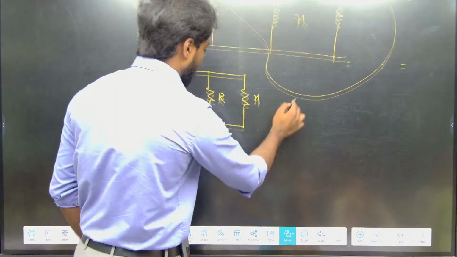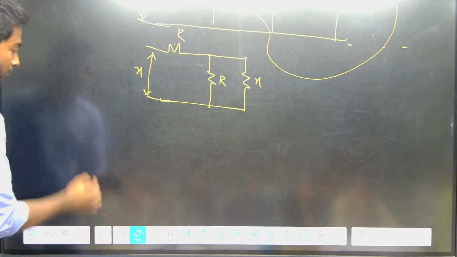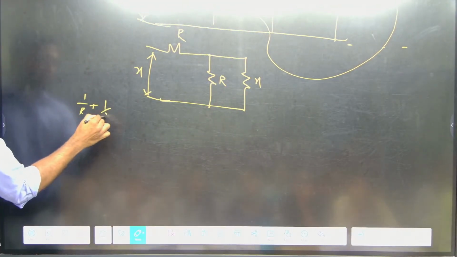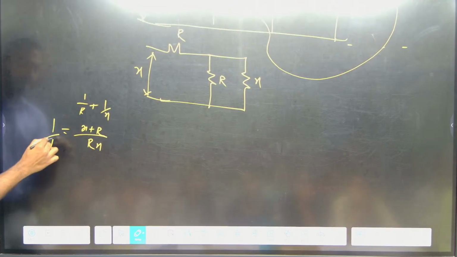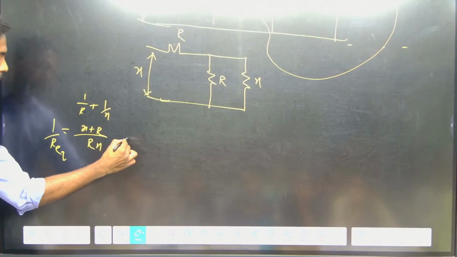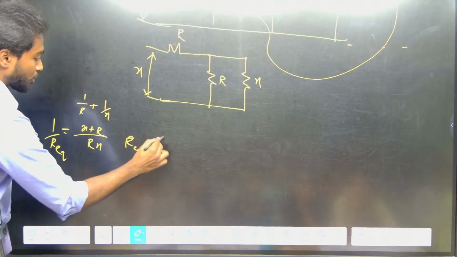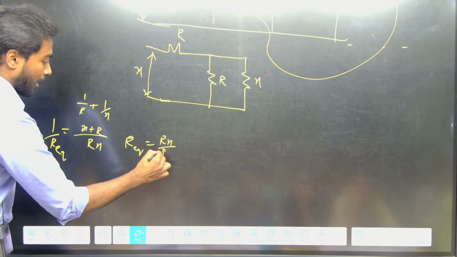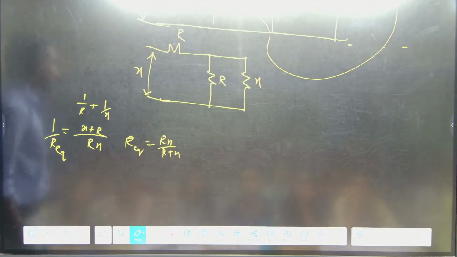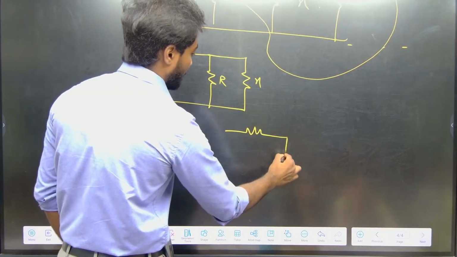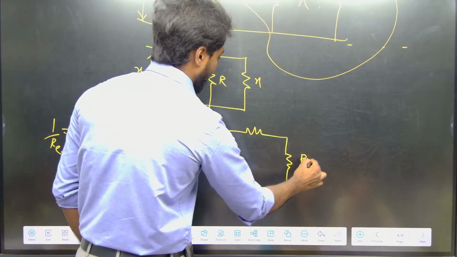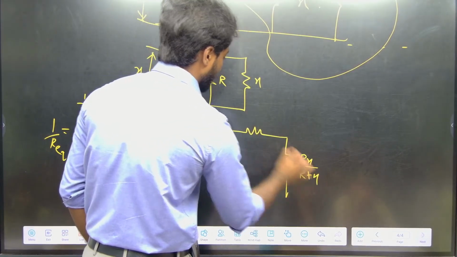What is the series parallel combination? 1 by R plus 1 by X. So it is (X plus R) by RX. If I reverse the term, it will become R equivalent equals RX by (R plus X). So can I write the diagram like this, RX by (R plus X), and this is R?